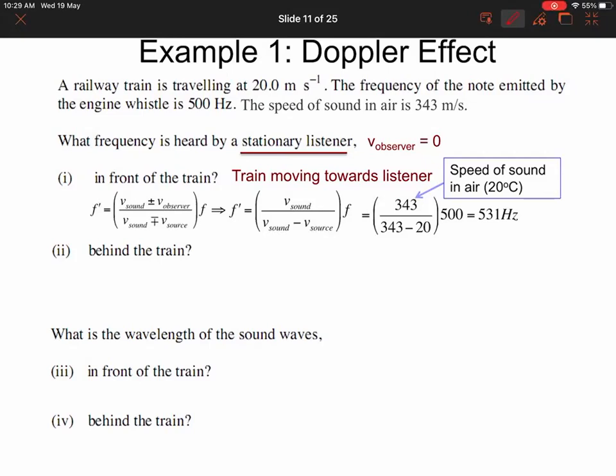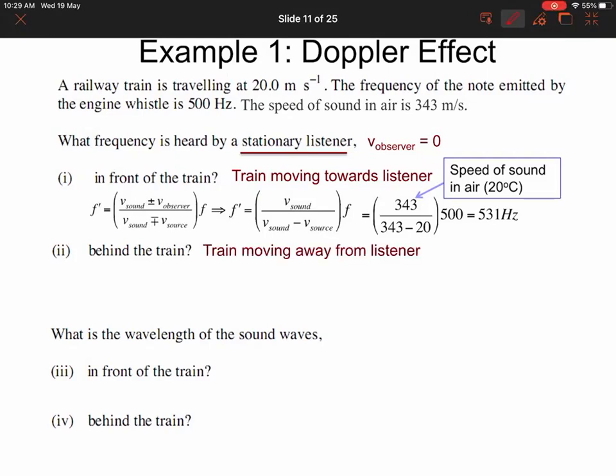So in your calculation, if you get a higher frequency, try to check whether your answer makes sense. Okay, the train is moving towards the listener, so that means the frequency should be higher, and so the number that you get should be higher.